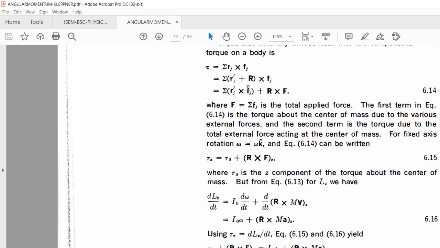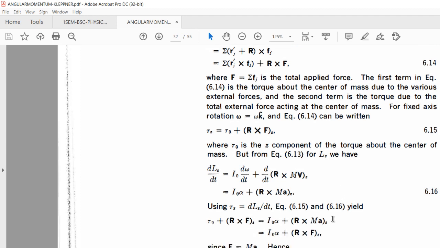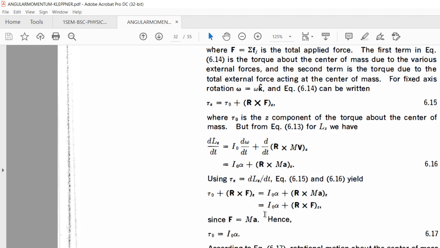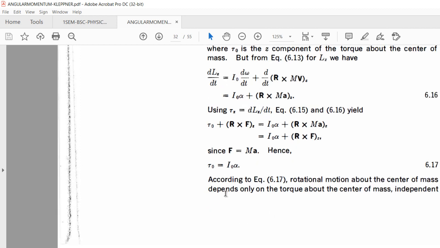So equating these two results, because we already have I0 alpha plus r cross ma in the last equation. You equate the right hand side of these two equations, you will get tau0 plus r cross F is equal to I0 alpha plus r cross ma. So accordingly you will get F is equal to ma, tau0 is equal to I0 alpha. So this equation represents the case of the torque of a body which is having a rotation and a translation, that is a rolling wheel.